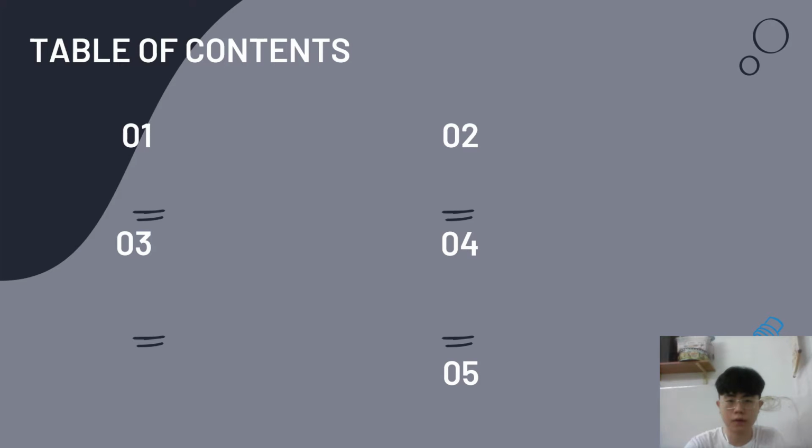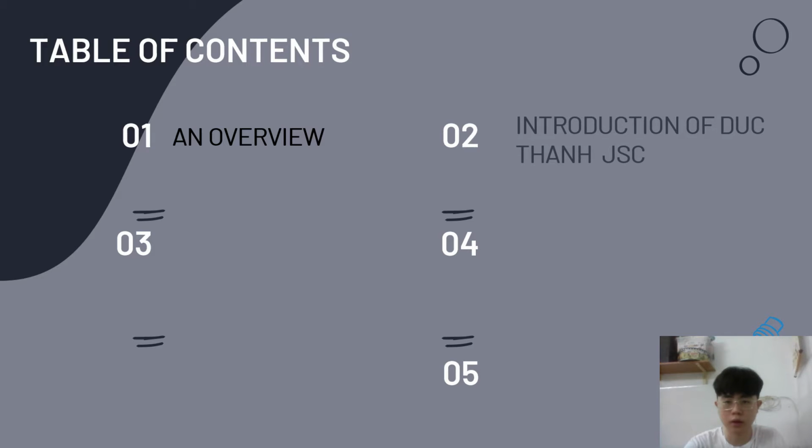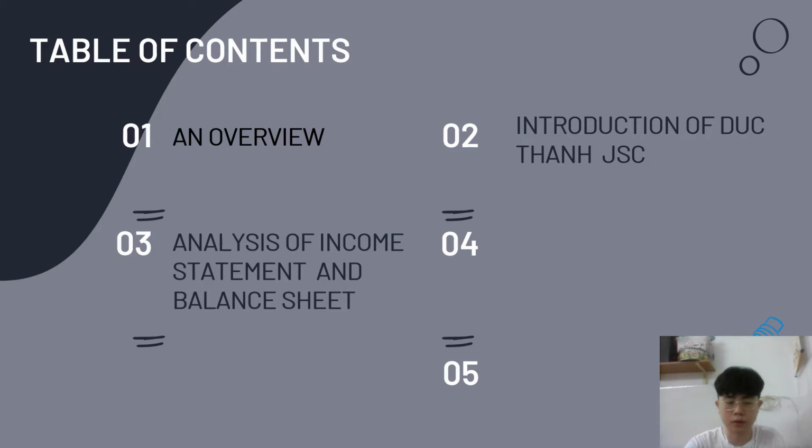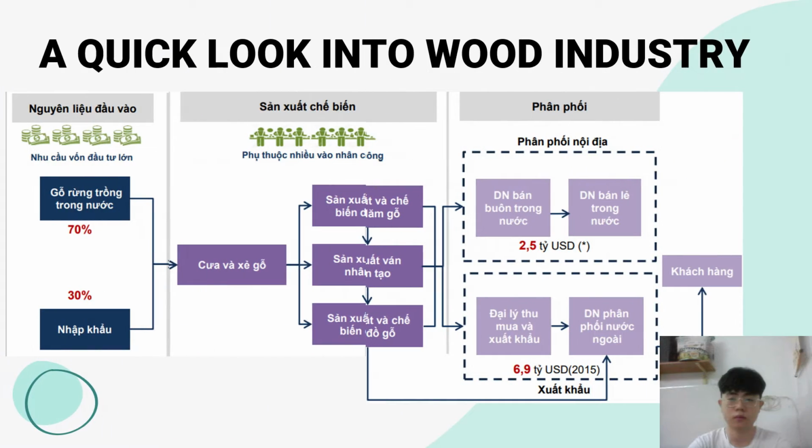I have divided my presentation into 5 sections. Part 1 is an overview of the wood industry. The second one is an introduction of Đức Thành Joint Stock Company. The third one is analysis of the income statement and balance sheet. The fourth one is ratio analysis, and finally the conclusion. Let's start with a quick look into the industry.